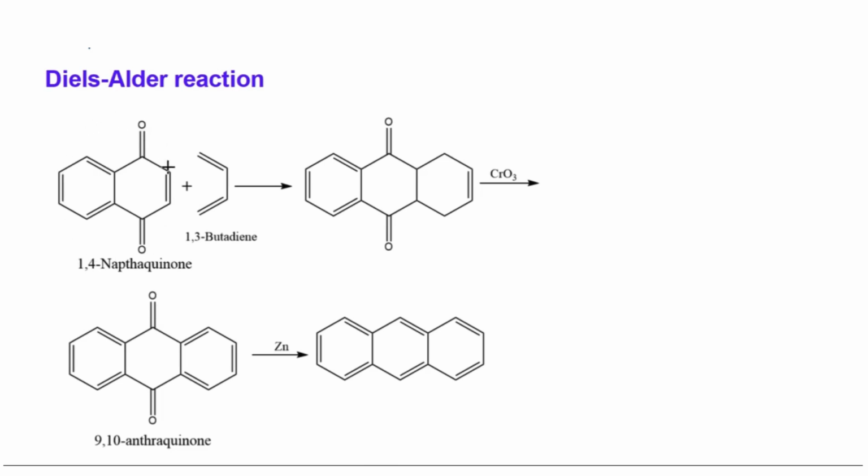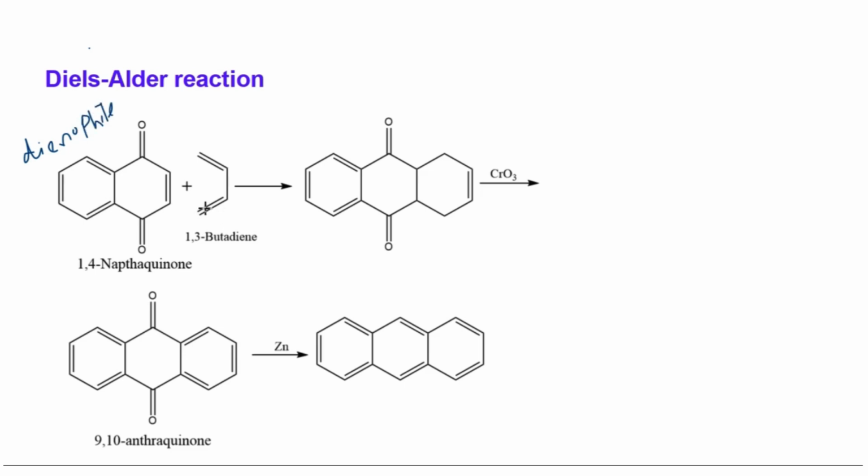I think you remember that this naphthoquinone can be obtained by oxidation of naphthalene with chromic oxide. We will get this naphthoquinone. We learned this in the reactions of naphthalene. So this is naphthoquinone and this is 1,3-butadiene. As you know, in the Diels-Alder reaction, diene and dienophile are the components. Here 1,3-butadiene is the diene, and naphthoquinone is acting as the dienophile.